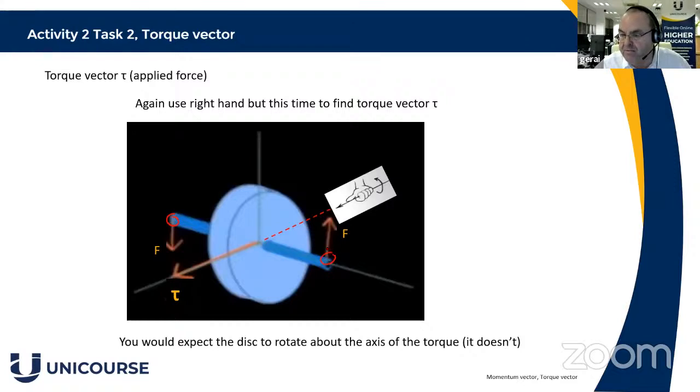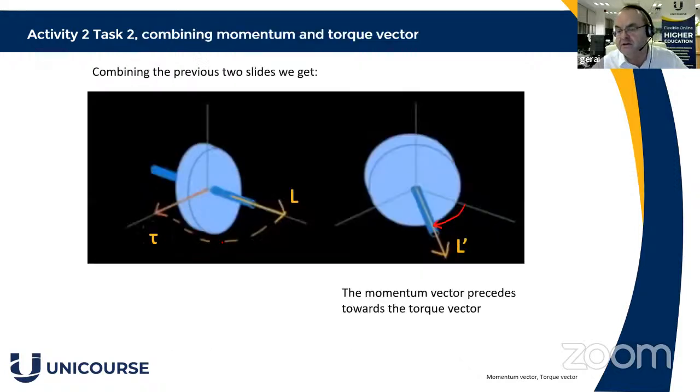Now, if we just go back a slide, instinctively you would have thought that if I apply that force there and this force acting down at the other end, it would rotate around that axis. Similarly, it would rotate around this axis, and this side would go up and this side would go down. However, that's not the case with gyroscopic effect. What happens is the momentum vector proceeds towards the torque vector. So it's not intuitive. It's not what you expect to happen, and that's the problem with looking at gyroscopic effect.